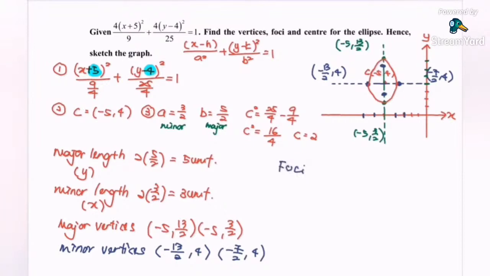Kindly focus on the center. If we are shifting upwards for 2 units, means that -5, referring to the 4, we have to add on 2 units, so we will have 6. Next one, -5, by looking at the 4, we have to minus 2 units. So the answer will be -5, 2. So here will be our foci.